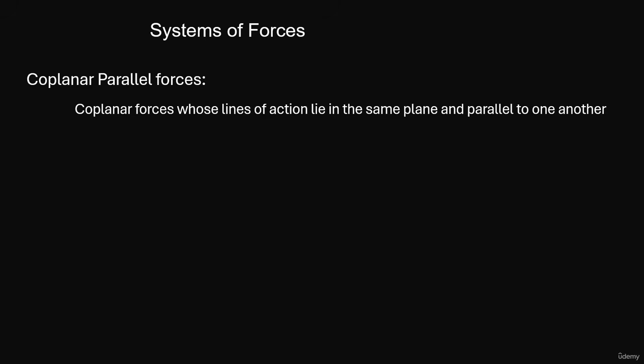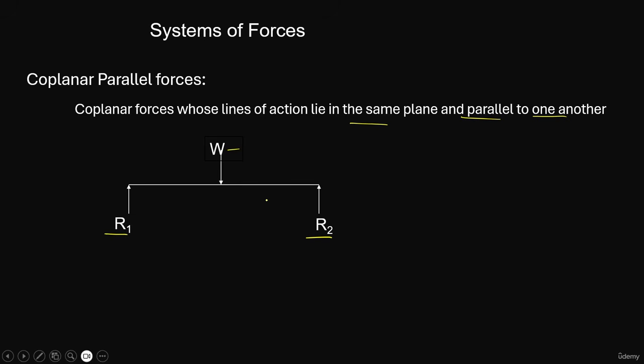Next we have got coplanar parallel forces. Coplanar parallel forces are those whose line of action will be lying in the same plane, but they will be parallel to one another. So here you can observe from the diagram that R1, R2 and W are parallel to each other and they are lying in the XY plane only, if I define this as the X-axis and Y-axis.